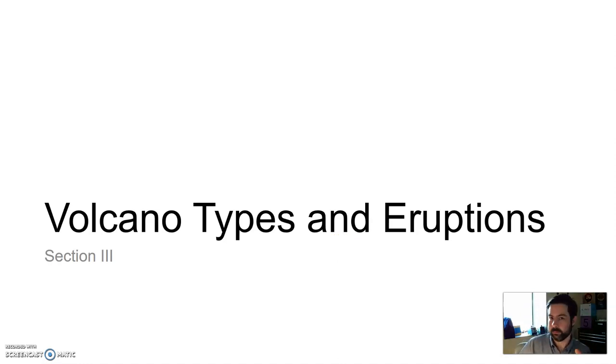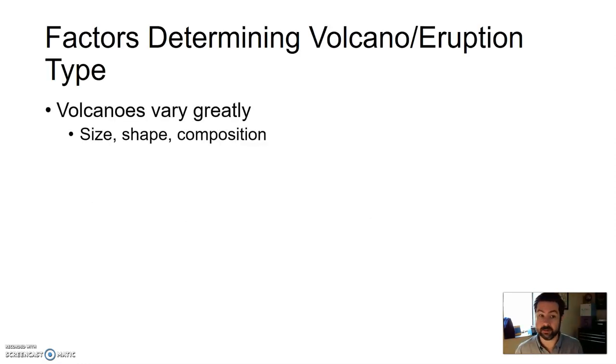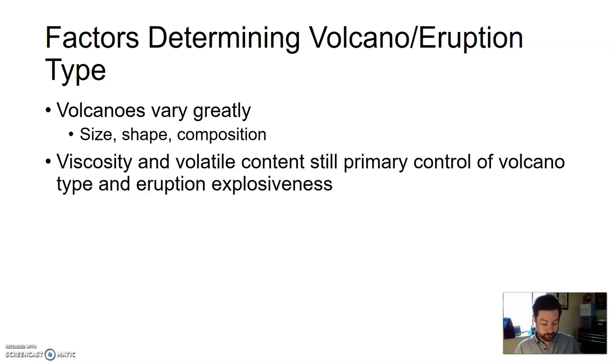Welcome back. So, we talked about some basics of volcanoes, where they're at. So let's talk about the different types and the different types of eruptions that we can get at volcanoes. Volcanoes vary greatly in size, shape, and composition, the magma that they're bringing forth to the surface. But when we're talking about the differences, we look at the viscosity, how flowy it is, and volatile content, how much gas is trapped in there.